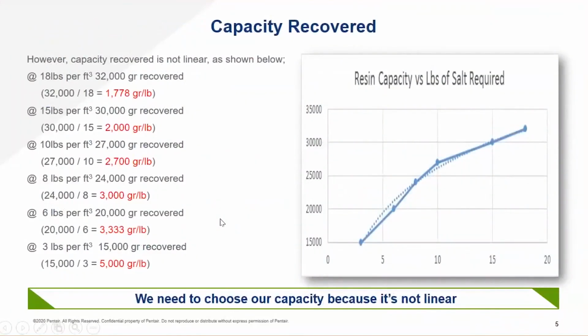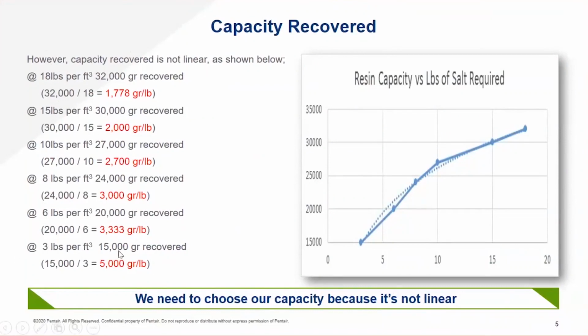So here's the first snagging point when it comes to designing a system. The capacity of a resin is determined by the salt dose we are going to regenerate at. The most grains of regeneration per pound of salt occurs at 3 pounds of salt per cubic foot of resin. This isn't the most water efficient selection.